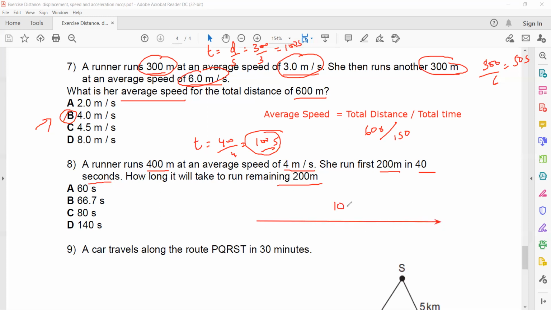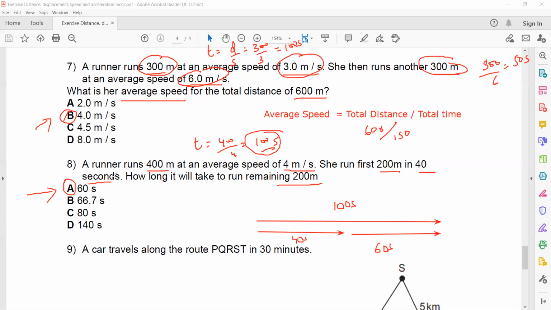So the runner took 100 seconds to run the complete race. The first 200 meters, he took 40 seconds. So how much time will he take to complete the remaining 200 meters? If the total time for the journey is 100 seconds, then for the remaining 200 meters, he will take 60 seconds. That's why A is the right answer.